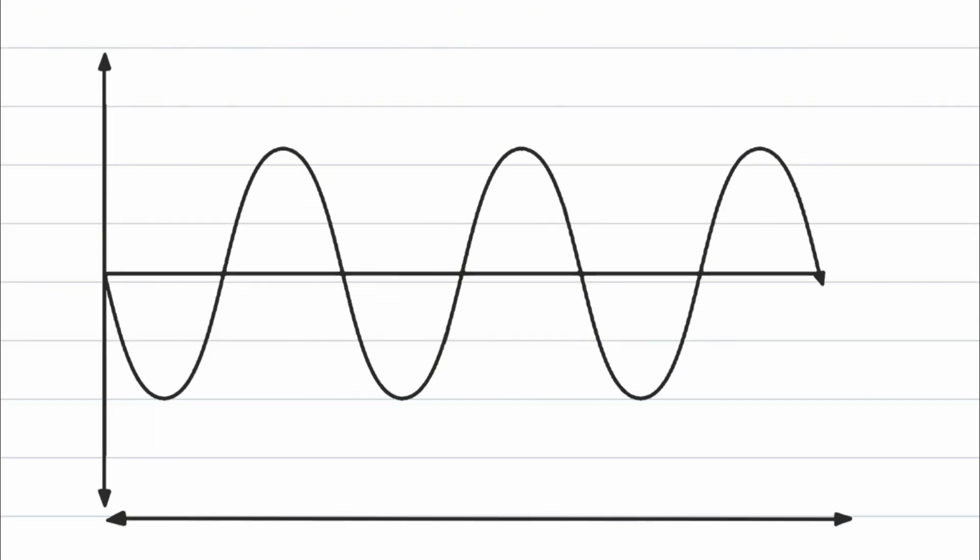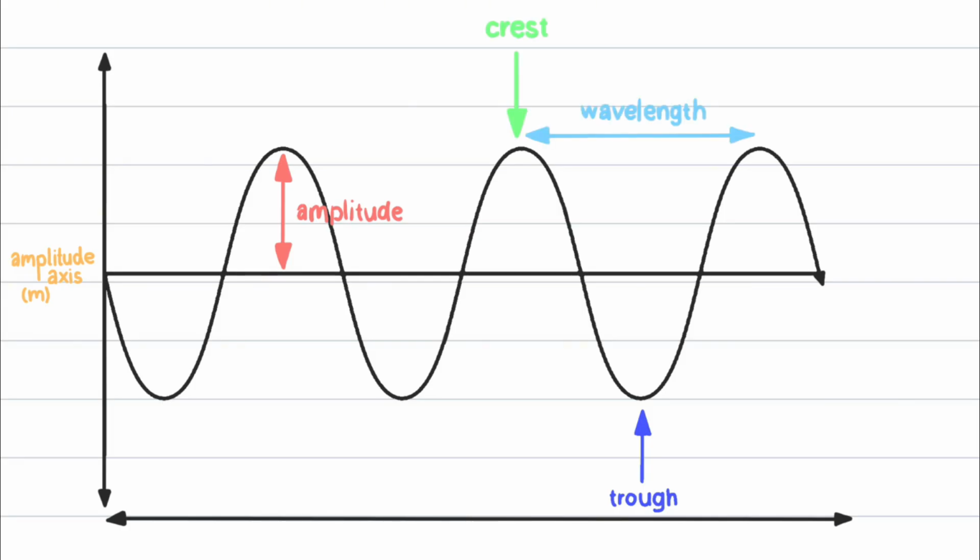This is the general diagram of a transverse wave. Here is the amplitude, or the displacement from the midpoint. This is the trough, it is the minimum point. This is the crest, it is the maximum point on the wave. This is the wavelength, the distance between the same point on two consecutive waves, or the distance between crests or troughs. This is measured in meters.